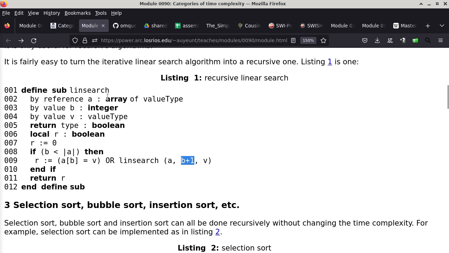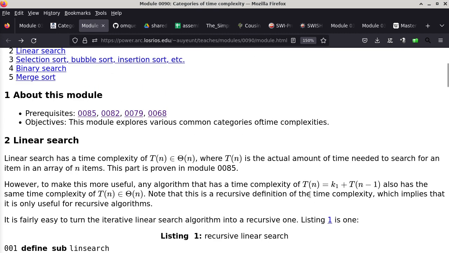All right. So that means that I can change the way we express the time complexity to something like this. Let me point out where we are looking. T of n, which is the actual amount of time that it takes to solve a problem with size n, is going to be some kind of constant k1. That's combining the initialization of R, the comparison against the length of the array, and so on.